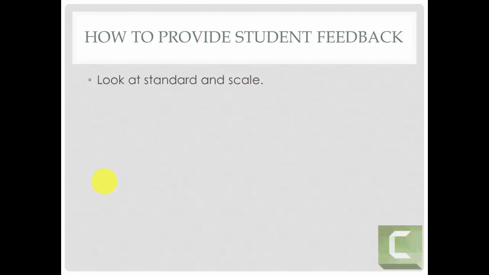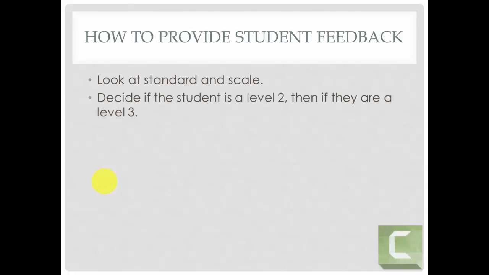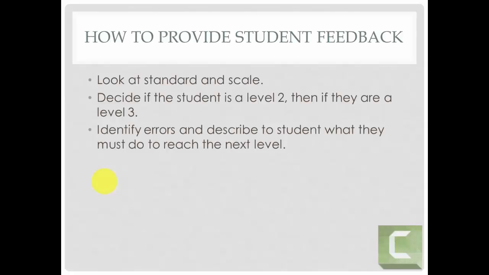Step 1 will be to actually look at the standard and the scale so that you know what to look for whenever you're looking at the student's work. You need to know what a level 3 is and what a level 2 is in order to evaluate their work. Step 2 is to actually look at the student's work and first decide if the student is a level 2. You want to establish that level 2 material first, then deciding if they are a level 3. Finally, you're going to identify errors and describe to the student what they must do to reach the next level.